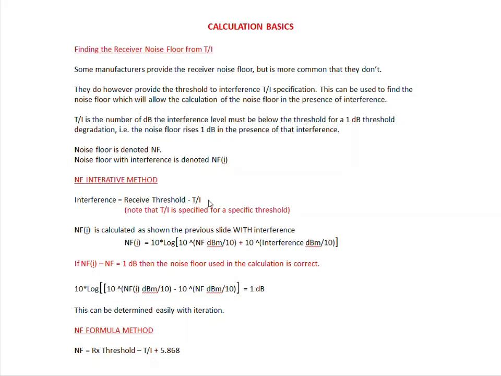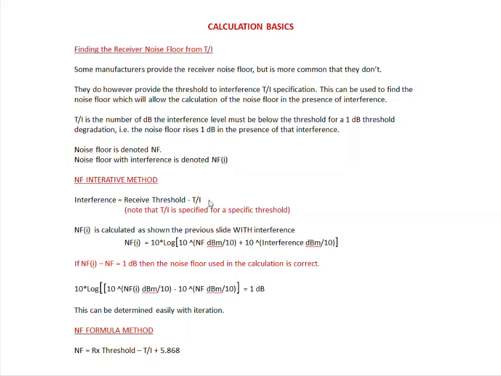Now, that gives us an interference level, but doesn't give us a noise floor. So we want to find the noise floor. There are two methods. I'm going to show you first the slightly more complicated method, because it gives you a much better insight into the mechanisms of what's going on. But there is a simple formula which I'll show you afterwards. Understanding, I think, is really important, which is why I'll talk about what I call the iterative method first.